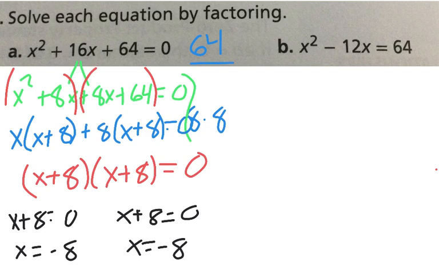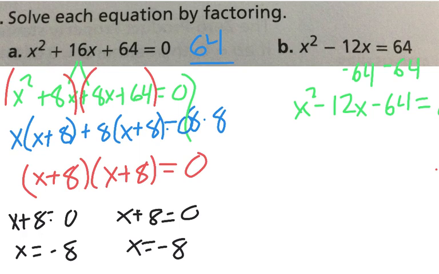Okay. What's the deal with B? It's not equal to 0. It doesn't say it equals 0. So I need to get everything on one side of the equation, make it say it equals 0. So I'm going to subtract 64. And so now I have x squared minus 12x minus 64 equals 0. Is everybody good with that step?